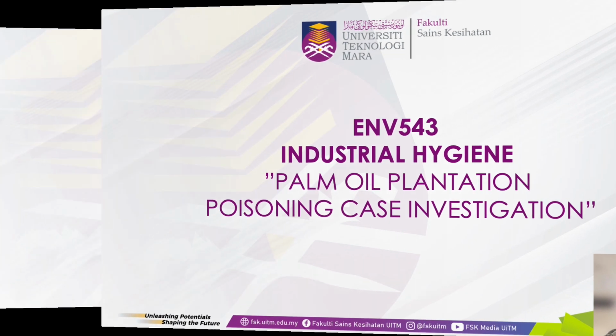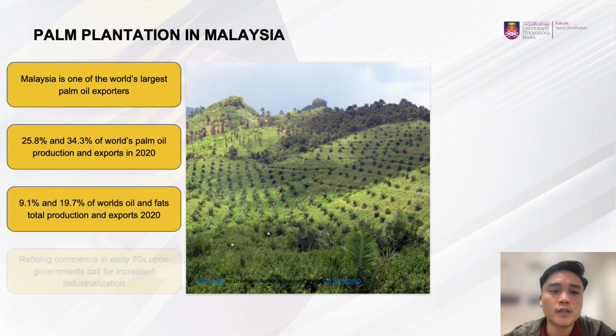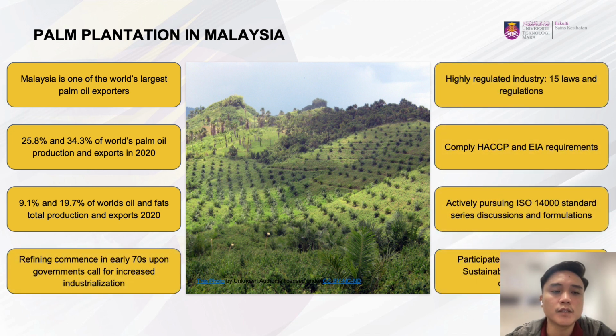Malaysia is one of the largest palm oil exporters. In 2020, 25.8% and 34.3% of world palm oil production was produced in Malaysia. Refining commenced in the early 70s upon the government's call for increased industrialization. Palm plantation is a highly regulated industry which adheres to 15 laws and regulations. It also complies with HACCP and EIA requirements. It is also actively pursuing the ISO 14000 standard and participates in the Roundtable on Sustainable Palm Oil.